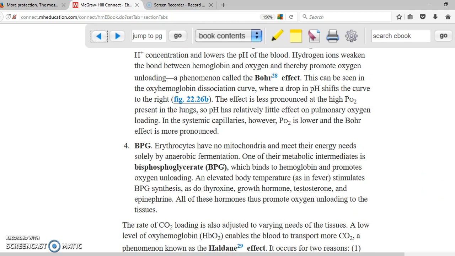Next one that we have is BPG. BPG is an intermediary metabolite of anaerobic respiration. Remember, red blood cells don't have mitochondria, therefore we can only produce ATP using anaerobic respiration, and that is going to produce BPG, which is bisphosphoglycerate. Okay, when you have bisphosphoglycerate, same thing as with the hydrogen, it stimulates the unloading of oxygen into the tissues. Okay, that's what you need to remember. Okay, so we keep scrolling down.